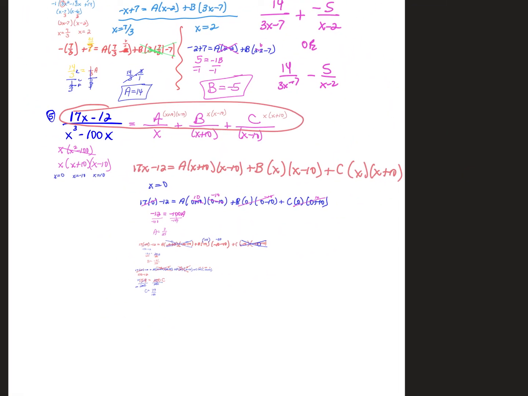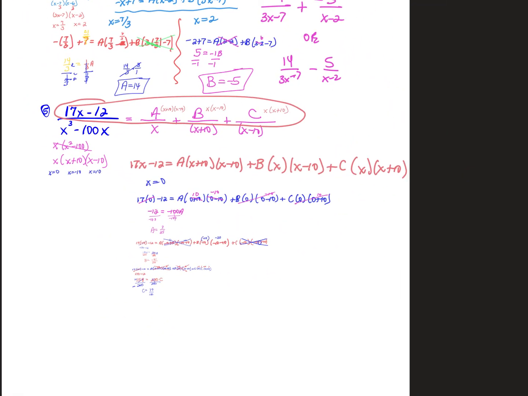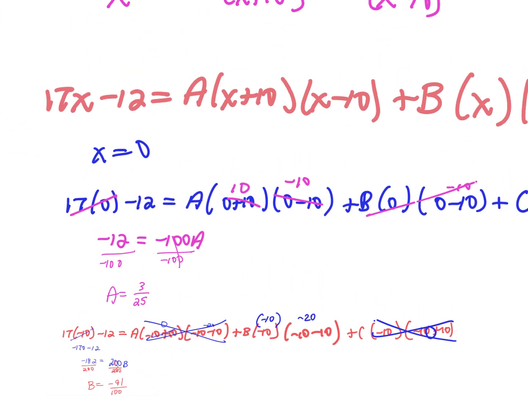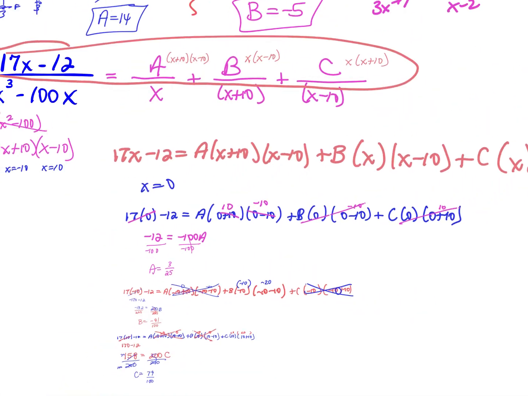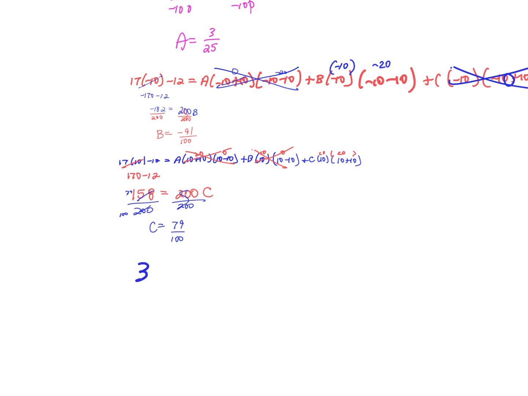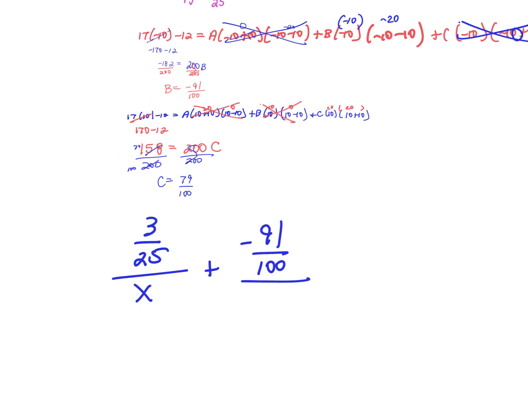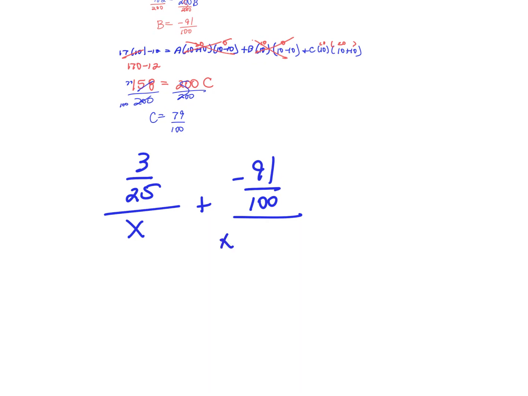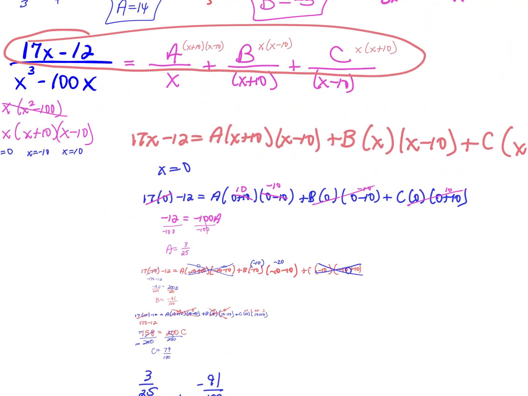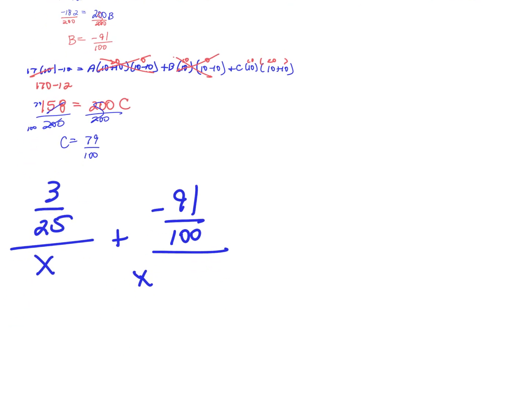I go back to my original. What is your A value? What did you find out A equals? 3 over 25? So how do I write that? The denominator is 25. I have 3 over 25 over X, right? Plus, what was our B? Negative 91 over 100 over what? X plus 10. Okay. Then I have plus 79 over 100 over X minus 10.